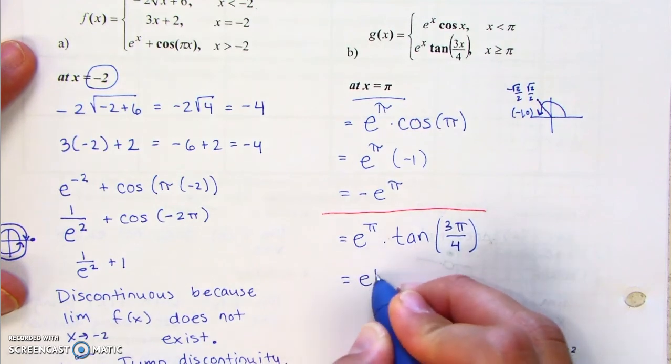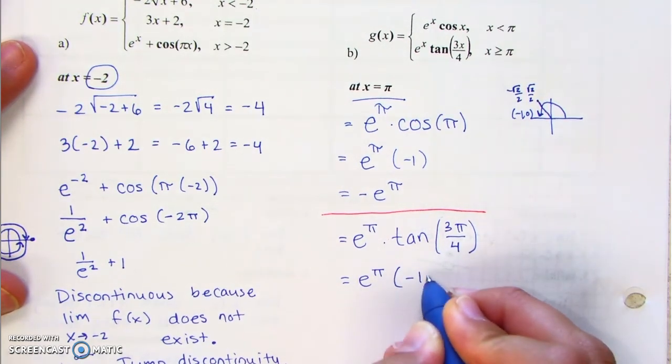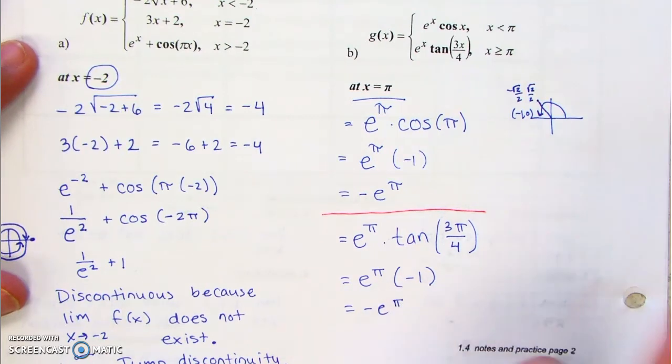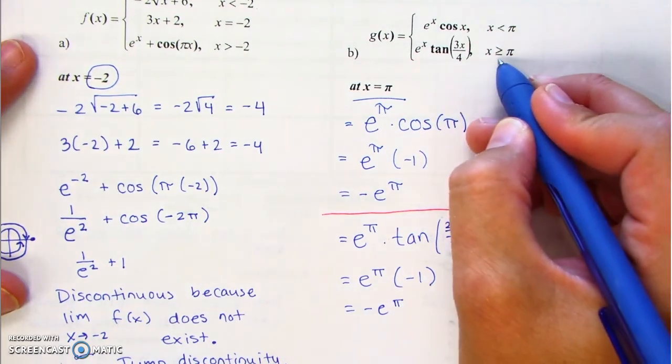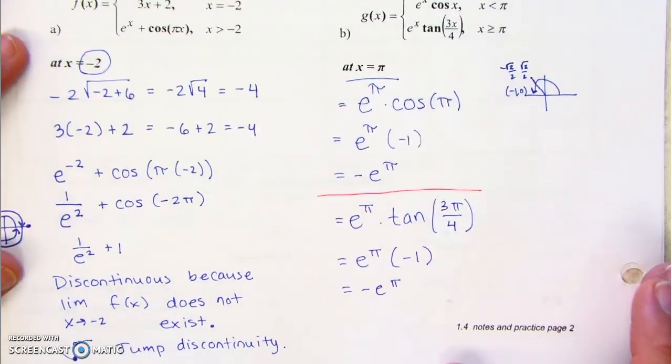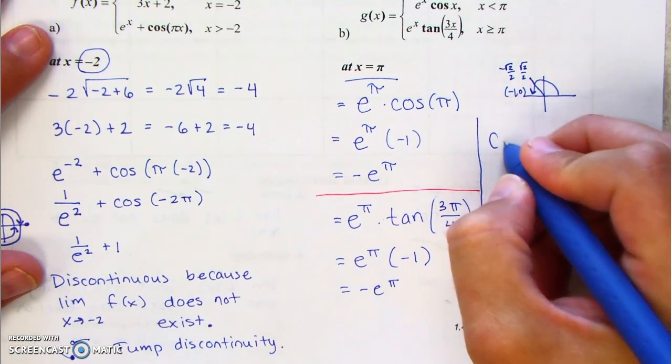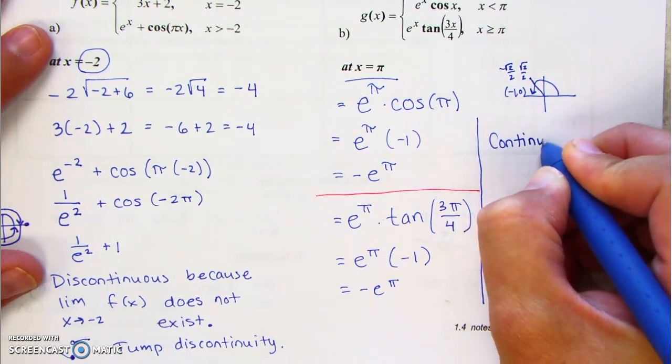Isn't that cool? Okay, so if the limit from the left equals the limit from the right, and does the point exist? Is there an equal sign here? Yes. So very, very exciting. As crazy as this one looked, it's actually continuous. Now we need to write the reason.